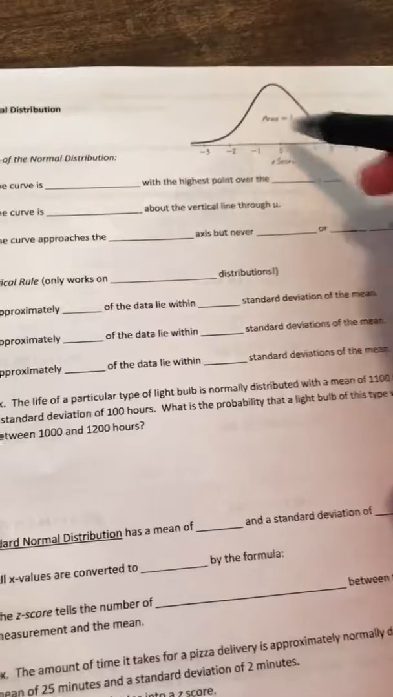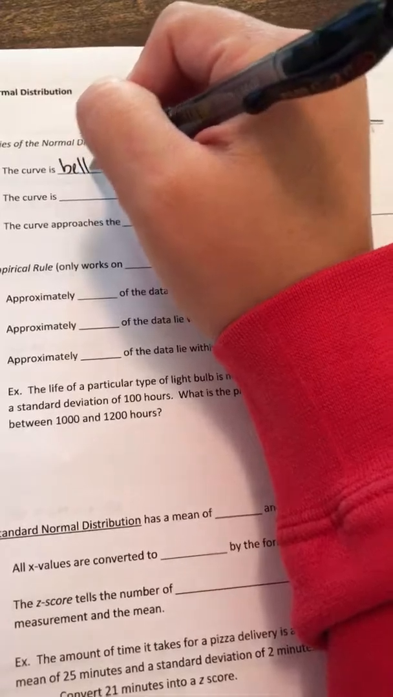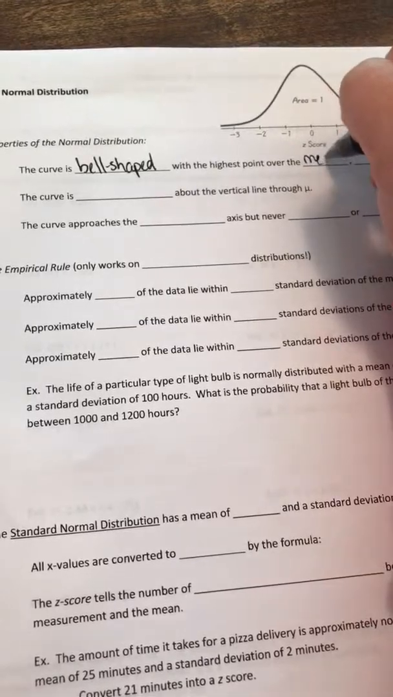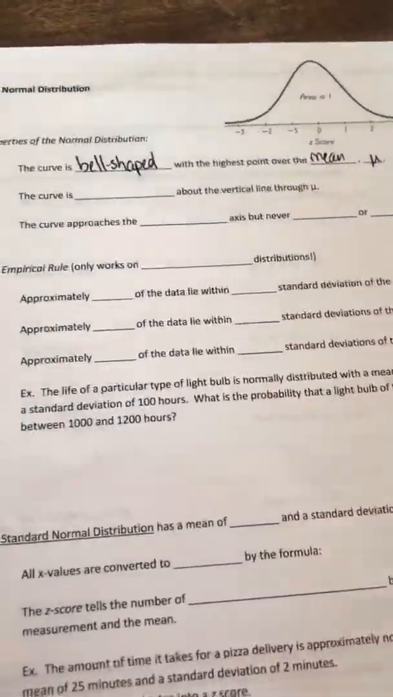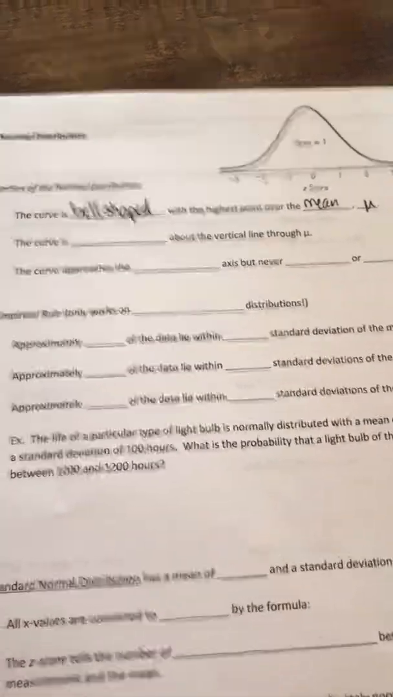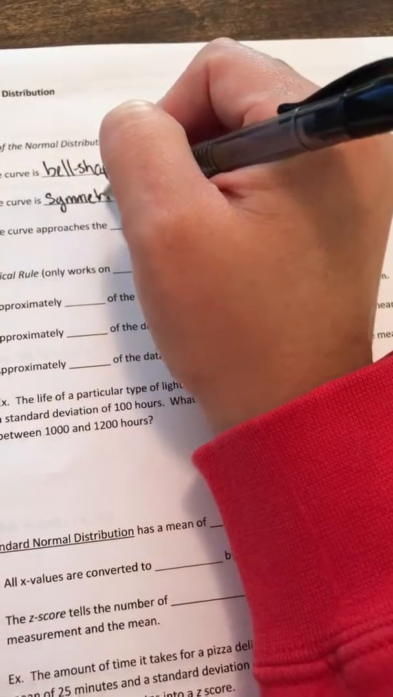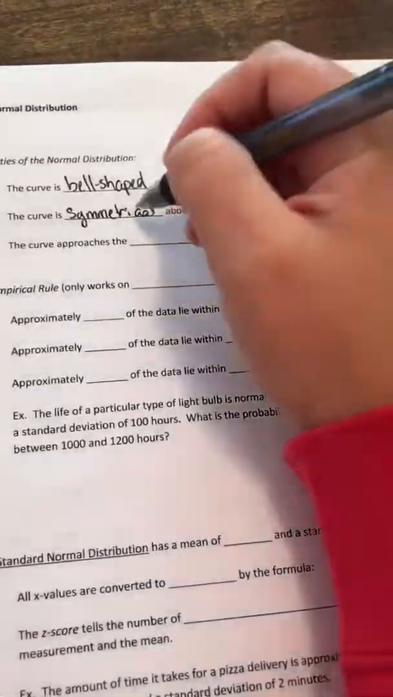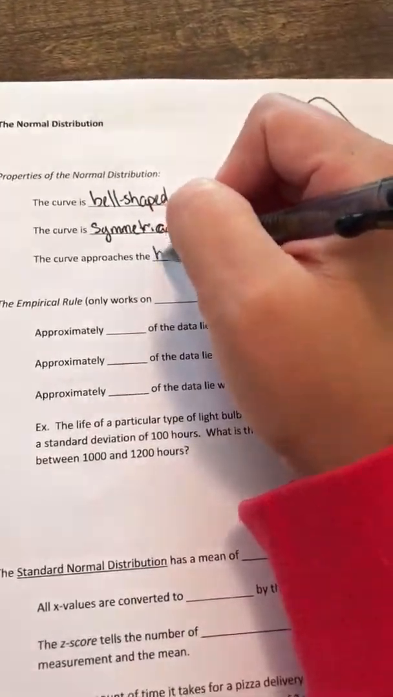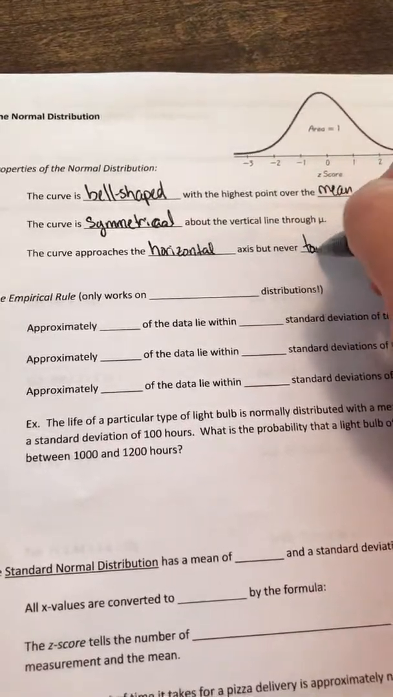So for a normal distribution, this is what a normal distribution looks like. It is bell-shaped with the highest point over the mean, mu. And like I said, if you click through on the PowerPoint, you will see some of the pictures for it. It is symmetrical about the vertical line through mu, and the curve approaches the horizontal axis but never touches or crosses it.